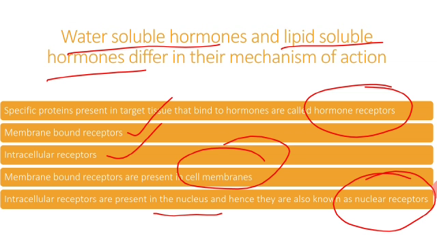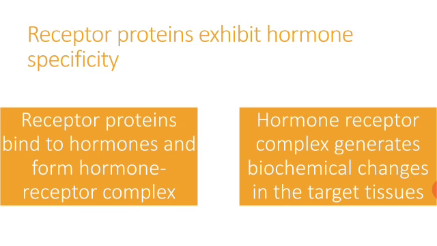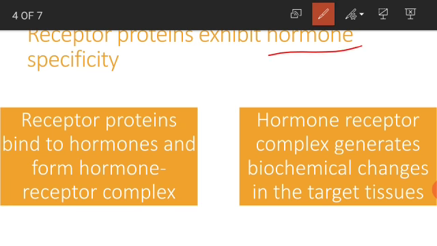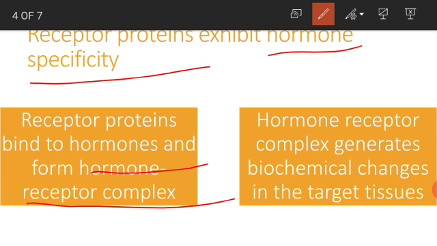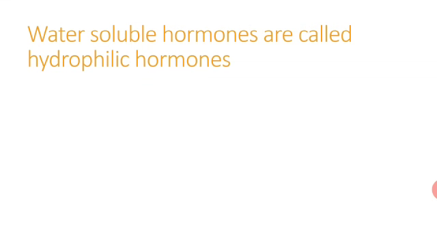Especially hydrophilic hormones, for their action requires one secondary messenger called cyclic AMP, whereas lipid soluble hormones, they don't require cyclic AMP for their action. Receptor proteins exhibit hormone specificity. Receptor proteins bind to hormones and they form hormone receptor complex. Hormone receptor complex generates biochemical changes in the target tissues.